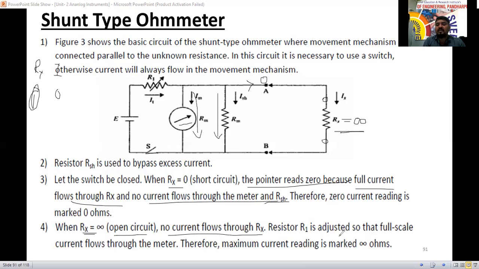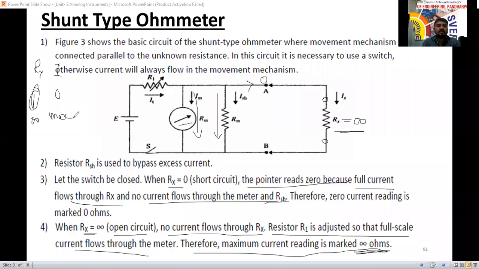So resistor R1 is adjusted to get the full scale deflection. This R1 is a variable resistor adjusted to get full scale through the meter. Therefore, the maximum current reading is marked as infinity ohms. So if Rx equals infinity, then the current is maximum. This is the operation of the series type ohmmeter.